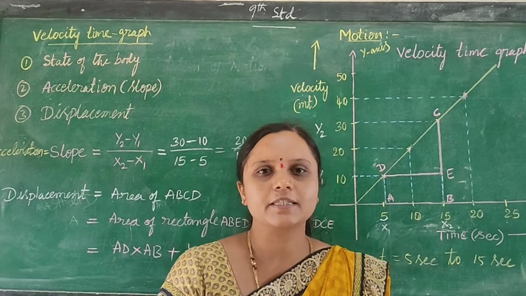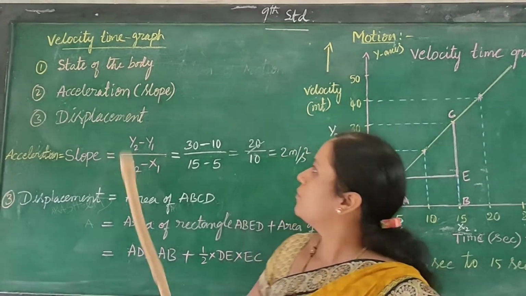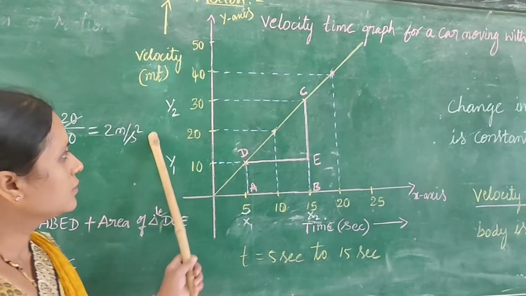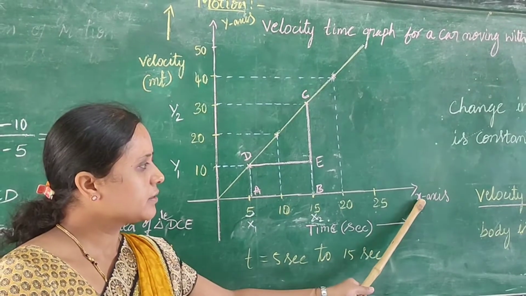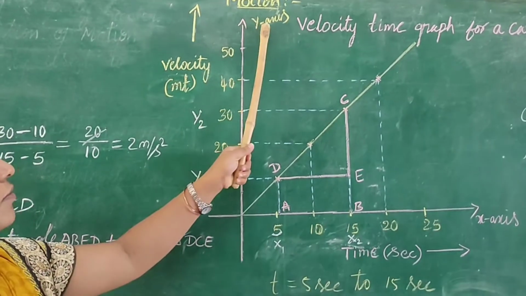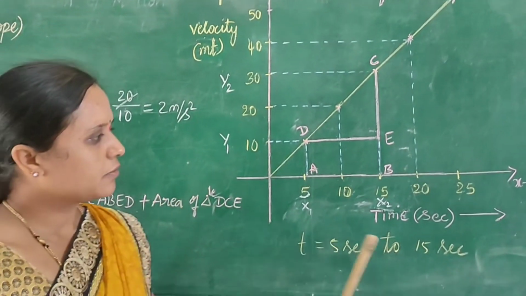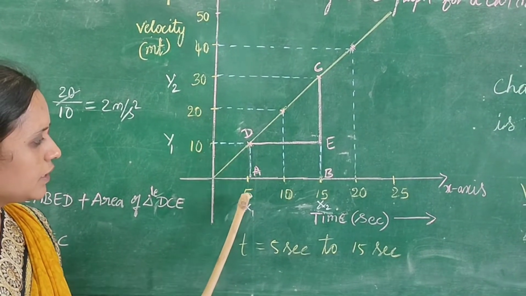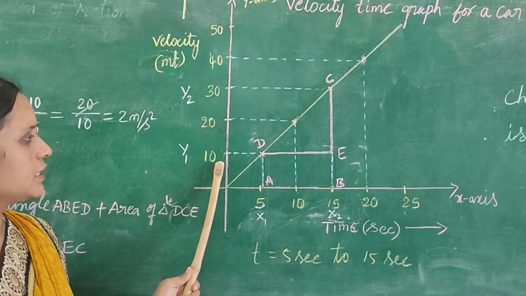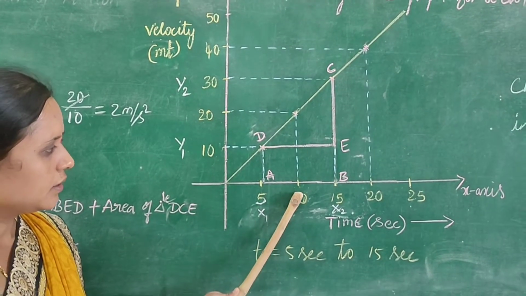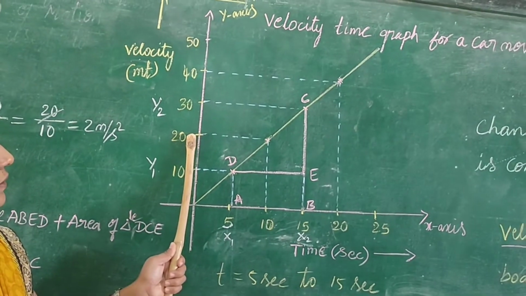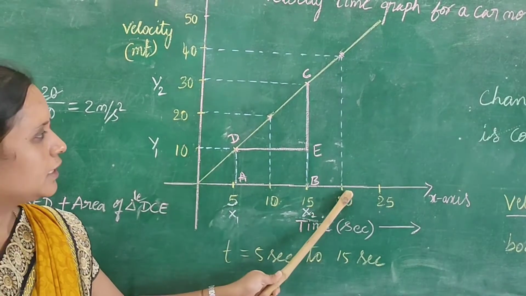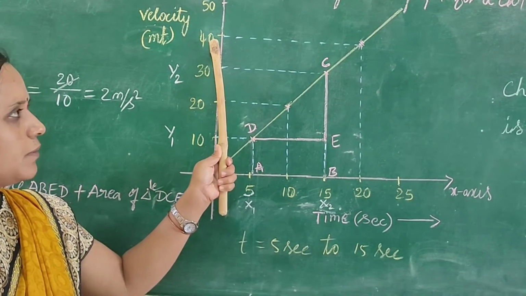Students, now we will explain the second graph, the velocity-time graph. You already know that time is taken along the x-axis and velocity along the y-axis. Now we are going to go into detail. Here the object moves: in 5 seconds the speed of the object is 10 meters per second, in 10 seconds it is 20, in 15 seconds it is 30, and in 20 seconds it is 40.